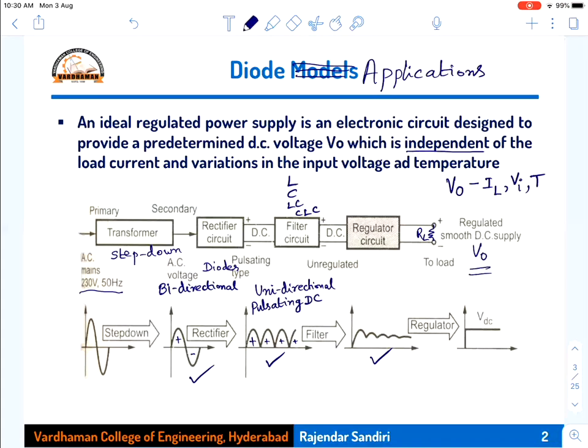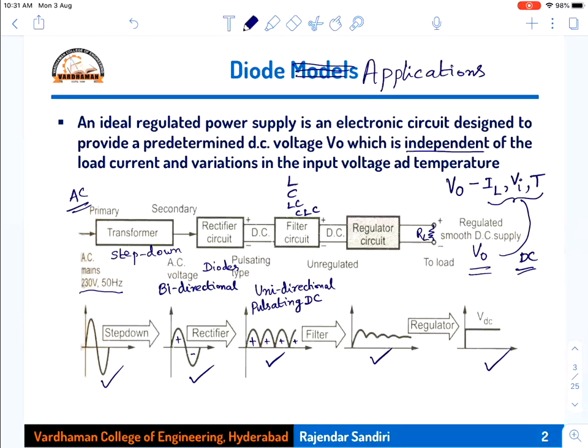That V naught should be independent of these three parameters: IL, VI, and T. So in the process of converting AC at the input to DC at the output, there are many blocks: transformer, rectifier, filter, regulator. All these convert an AC signal of sine wave shape into a straight line shape, which is a DC signal. Now we will be discussing each and every block in detail. We'll first discuss the transformer.